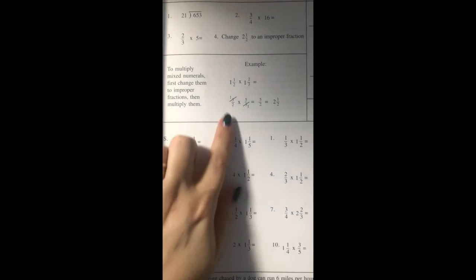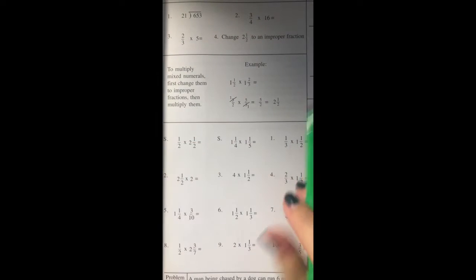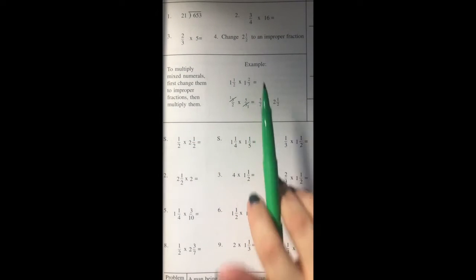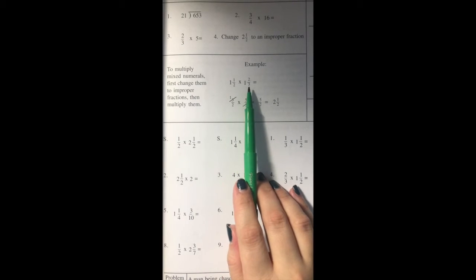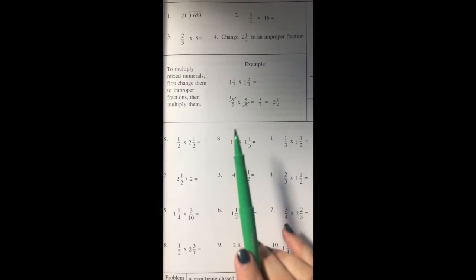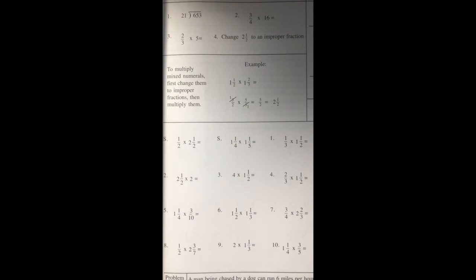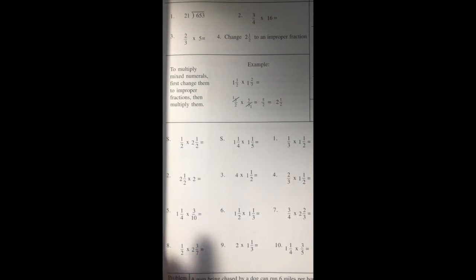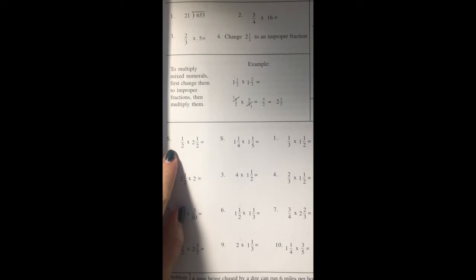So here in your example, they actually show you a little on how a mixed numeral changes to an improper fraction to multiply, but it doesn't quite give you the steps that you need to know how to change this to this. So I'm going to show you that by doing sample 1 and 2 with you.